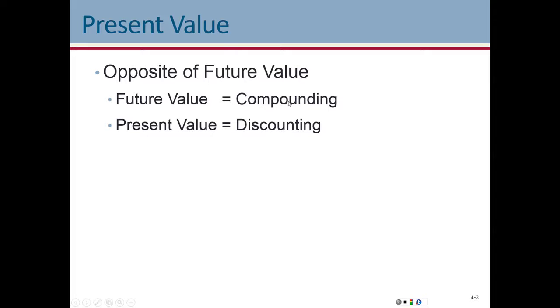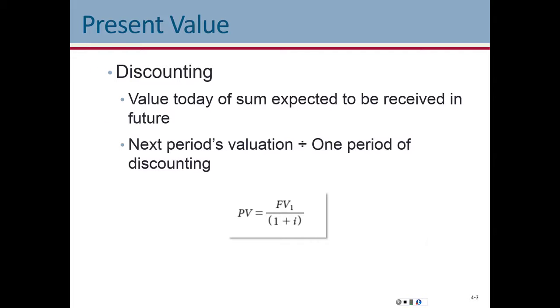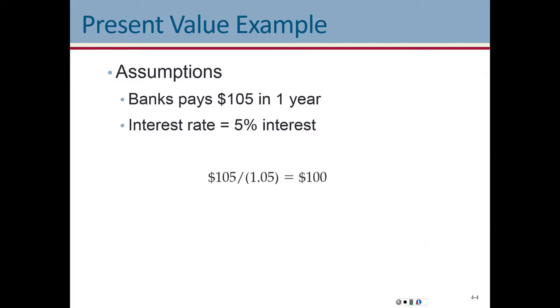So we were talking about compounding, that's building interest on interest. The opposite is called discounting, and this is what we're going to be doing with present value. So the value of an investment today is equal to the present value of its future value, right? Whatever we're going to be receiving in 1 year, we divide by 1 plus I, and that way we get our present value. We can also do this with our calculator.